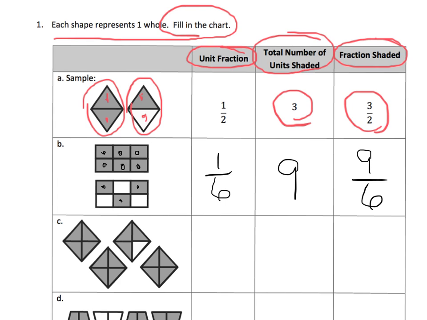9/6. Remember, teachers, parents, a lot of students are going to want to call that 9/12, but it's not 9/12, it's 9/6, because each candy bar is cut into 6 pieces.